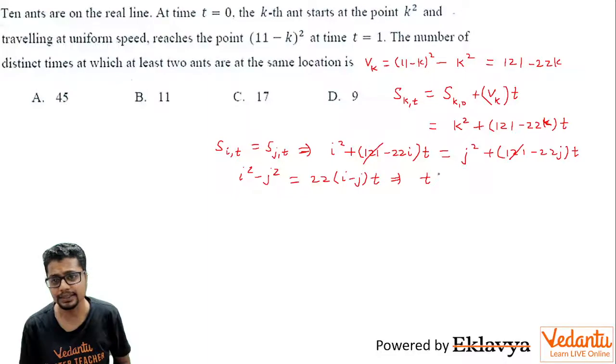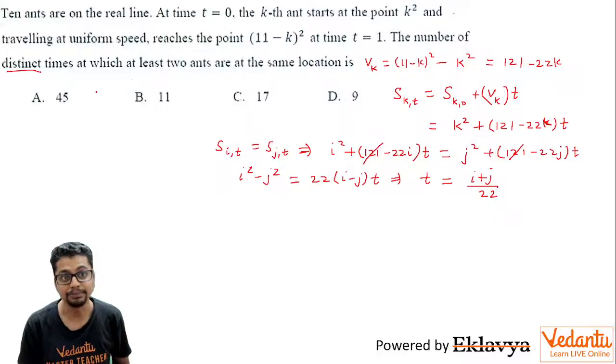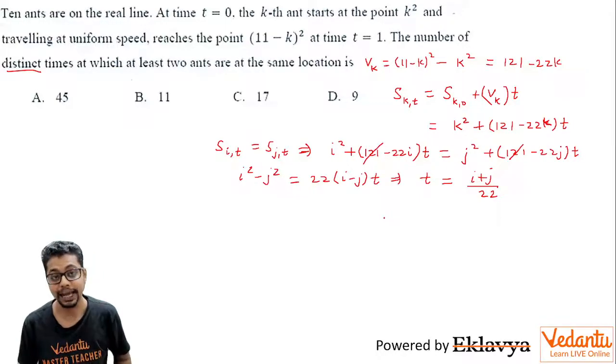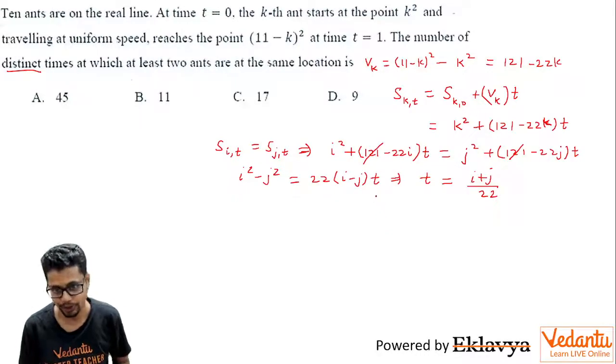So that means the time instant at which the ith and jth end meet is, if you see carefully, (i minus j) will cancel out from both sides. You get (i plus j) divided by 22. Now what we want is the number of distinct time instants at which at least two ends meet each other or are at the same location.